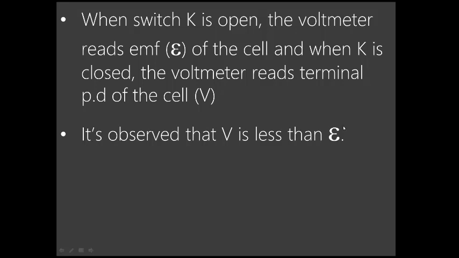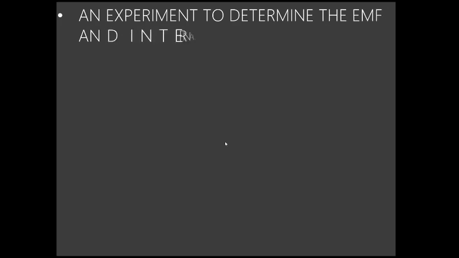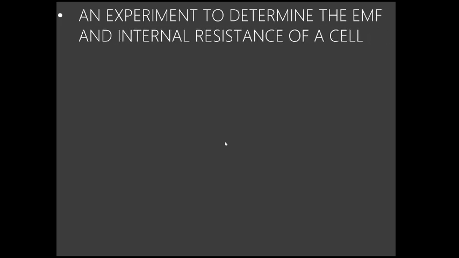What did we say is the name given to the difference between the EMF and the terminal PD? EMF minus terminal PD will give you lost volts or lost voltage. So the terminal PD, V, equals the PD across the total external resistance. We've already discussed that. Now look at this experiment.